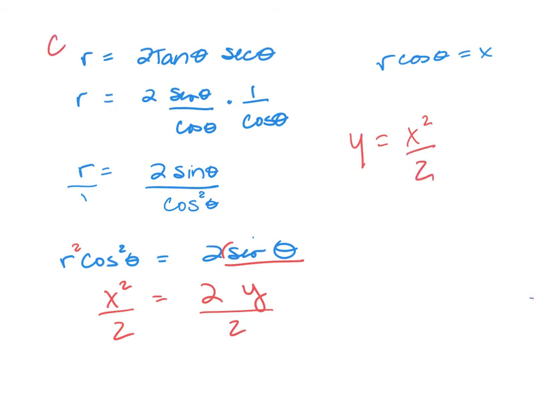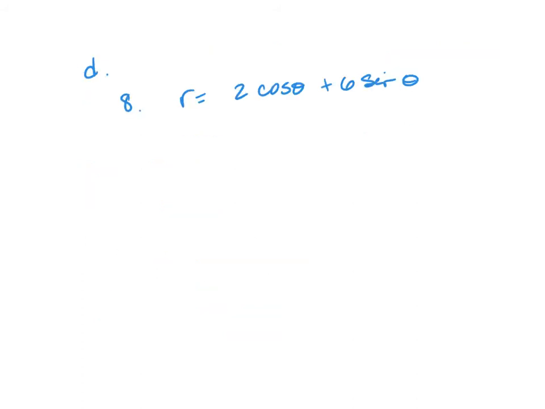Next one is the D. Everybody ready? We're doing number 8, and number 8 is the type D. So I see that I can't convert this to an x because it's missing an r, and I can't convert that to a y because it's missing an r. So I'm going to multiply everything by r and add an r in here.